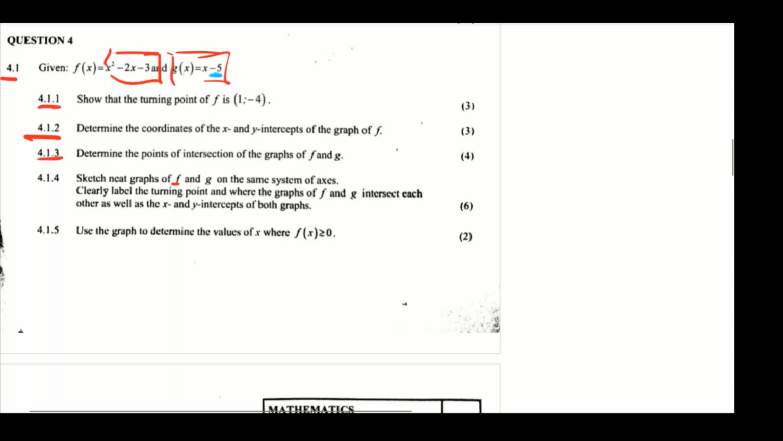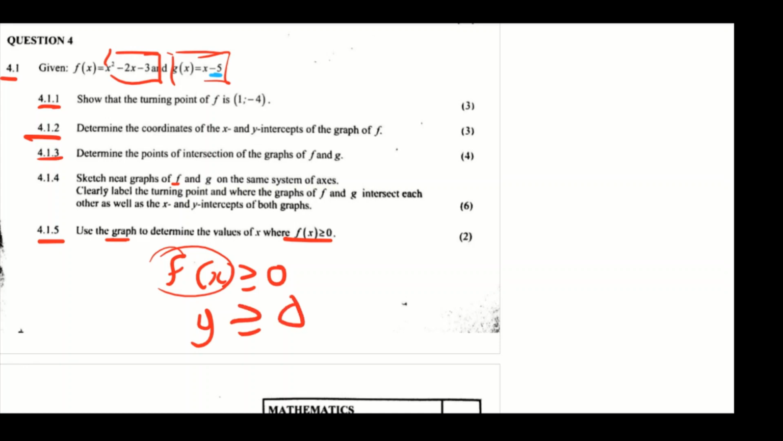We are asked this question here, 4.1.5. Use the graph. I just deleted the graph. Oh no. To determine the values of x for which f of x is greater or equal to 0. So when they say f of x is greater or equal to 0, pretend as if this f of x is just y, because it is y. Why am I saying pretend? Because it's y. y is greater or equal to 0. That's what it means. So we're looking at the graph of f now.